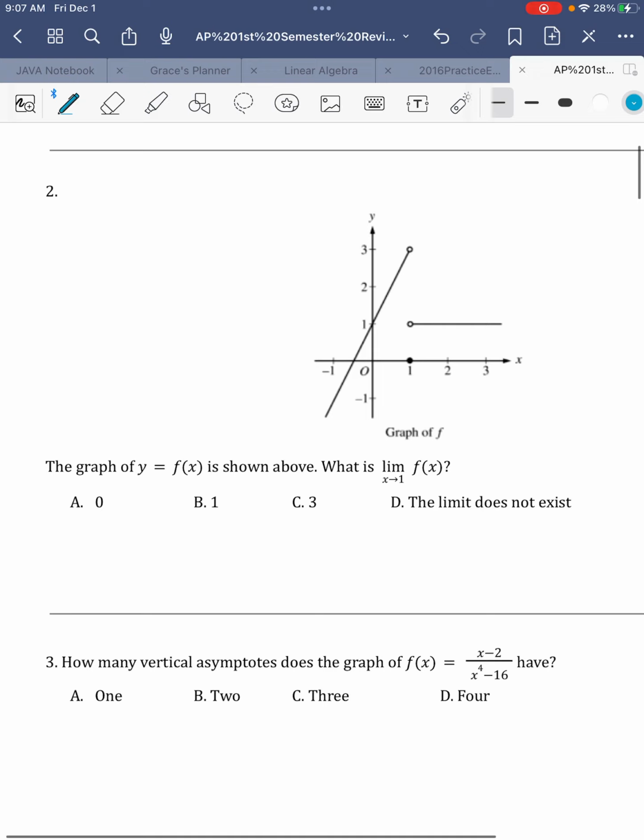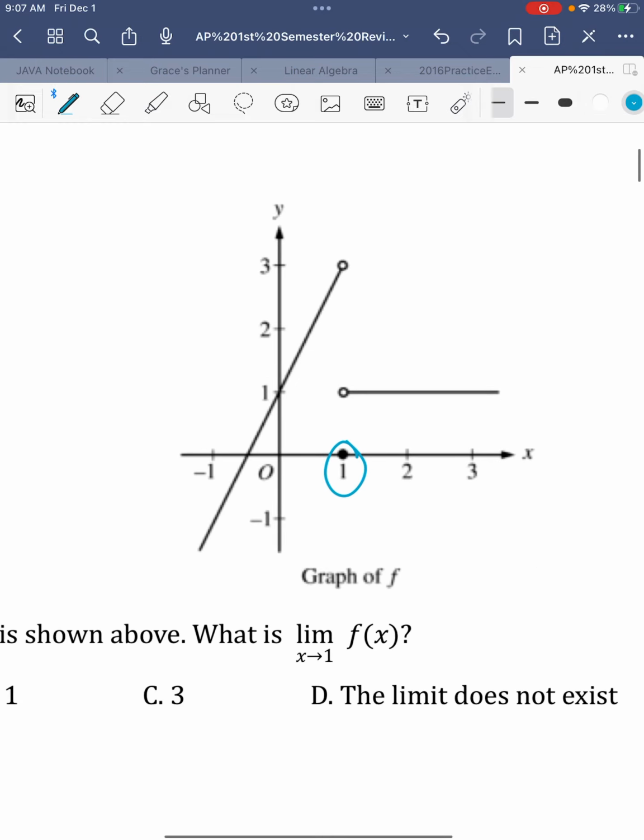All right, next one, we have a graph, and it asks, what is the limit as x approaches 1 of f of x? So we're going to come to x equals 1, and we're going to look at what our graph approaches. On the left side, we're looking at this line, and we're approaching 3. So our limit as we approach 1 from the left would be 3. As we approach from the right side, we're looking at this line, and that's approaching 1. So the limit as x approaches 1 from the right is equal to 1.